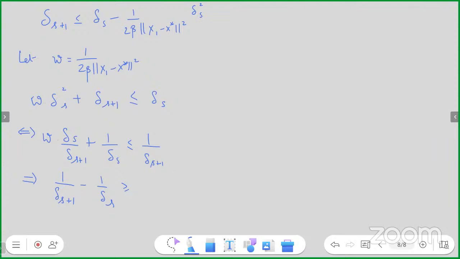This idea is very confusing. Which idea? Sorry. Okay, very good. And why? Just take it slowly. Del S is bigger than del S plus 1. So what have we shown before? What was del S, by the way, if anybody remembers? F of xs minus f of x star.